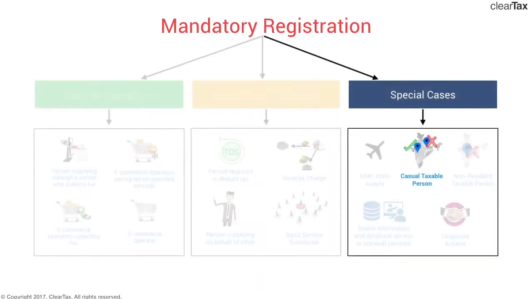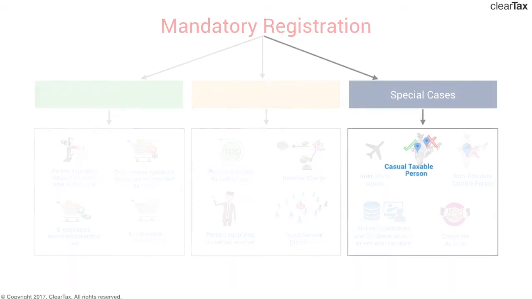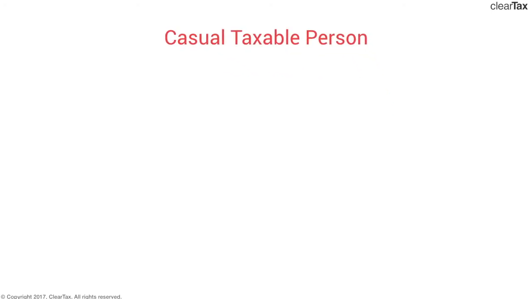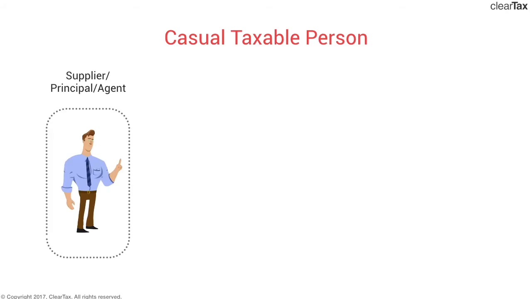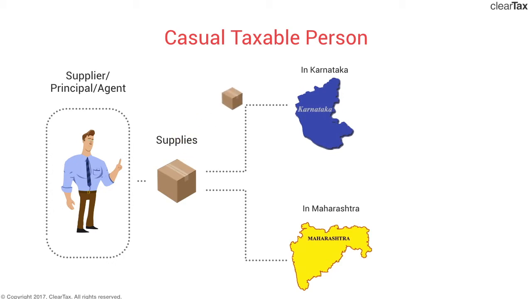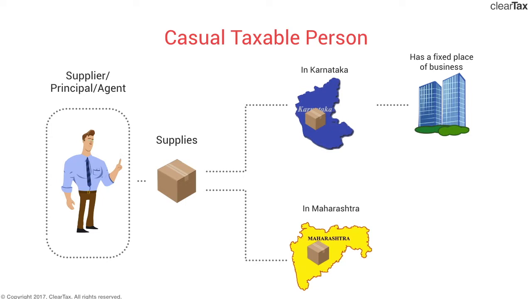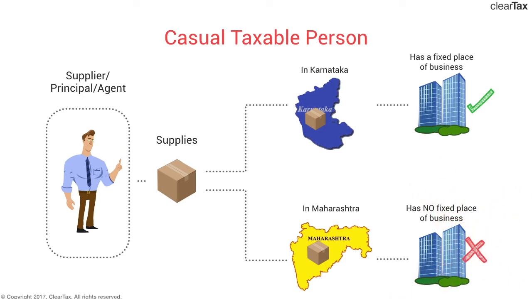The next person who's mandatorily required to register is a casual taxable person. Any casual taxable person has to take registration irrespective of his aggregate turnover threshold. Now, to understand this, we need to know who a casual taxable person is. Take the case of a person. This guy can be a supplier, a principal, or an agent, anyone who supplies goods. He supplies goods in Karnataka as well as in Maharashtra. In Karnataka, he has a fixed place of business, while in Maharashtra, he has no fixed place of business.